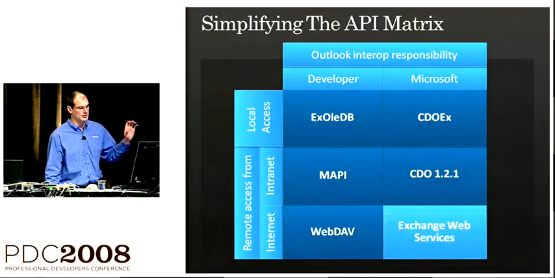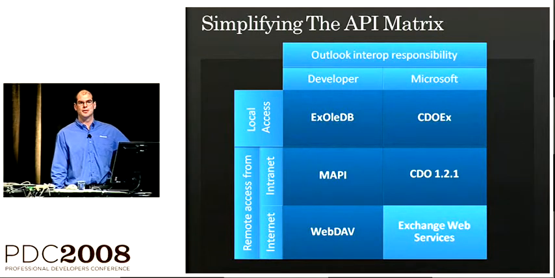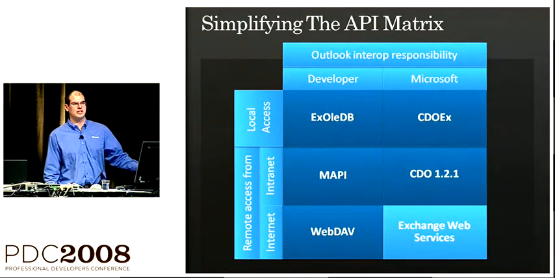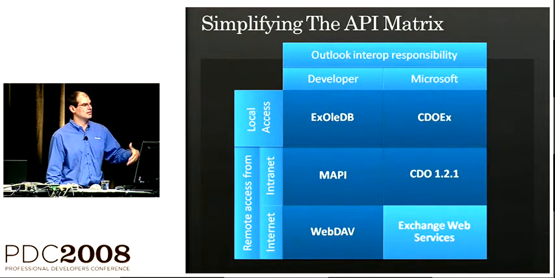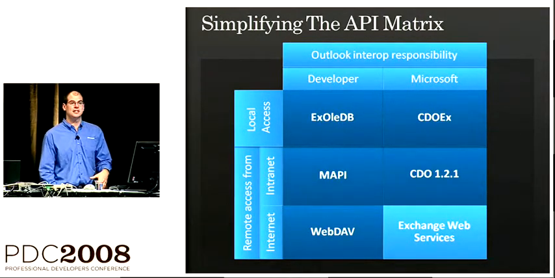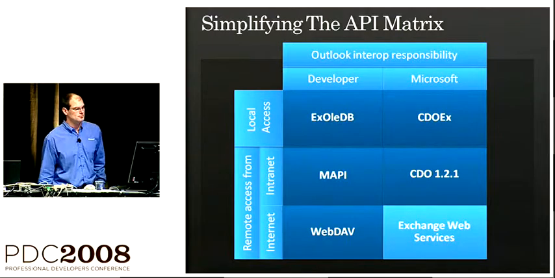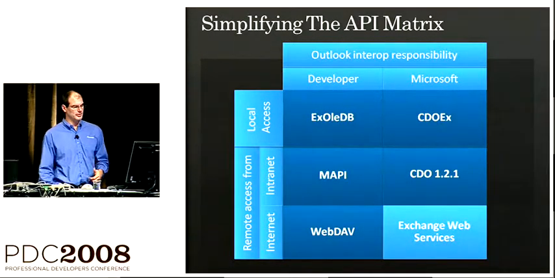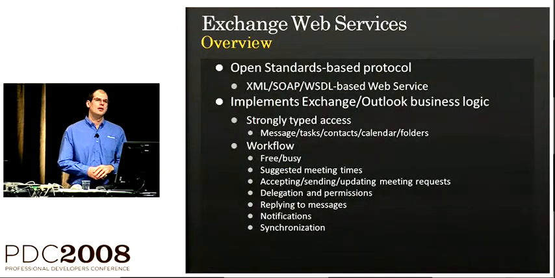And that's the magic quadrant that we hit with Exchange Web Services, where Microsoft takes care of the interop, Microsoft takes care of validating OWA, Exchange ActiveSync, the interop with web services, and it's internet accessible. So let's dive into web services for those of you who aren't too familiar or just want a refresher on what you can do with it.